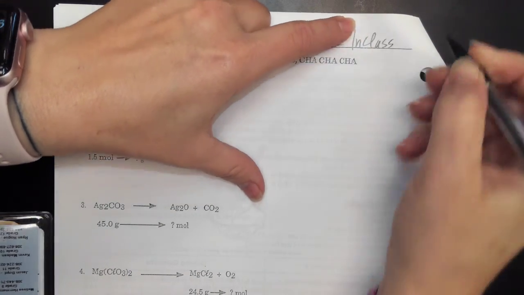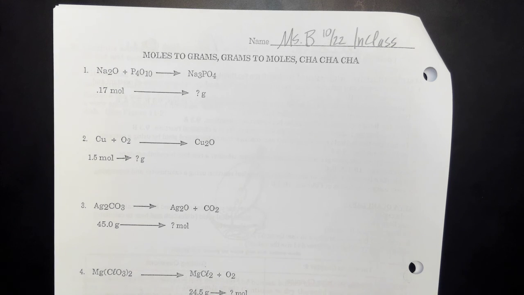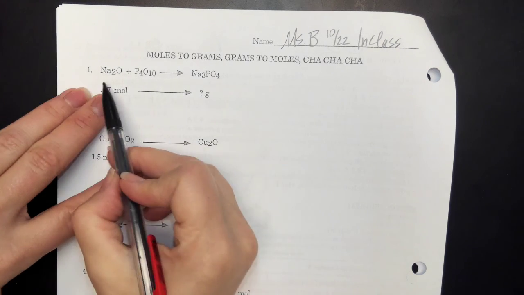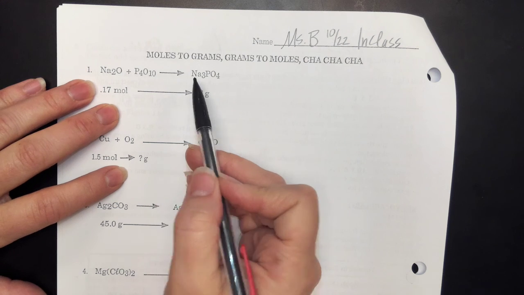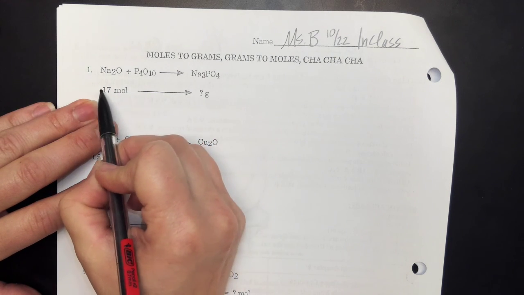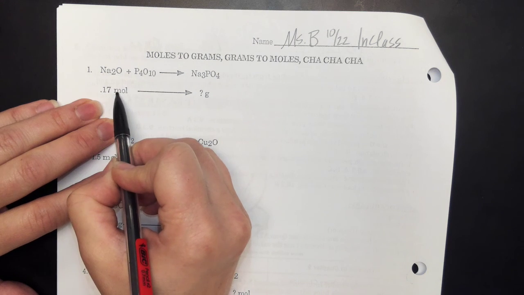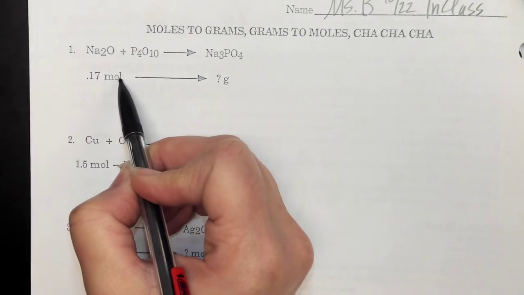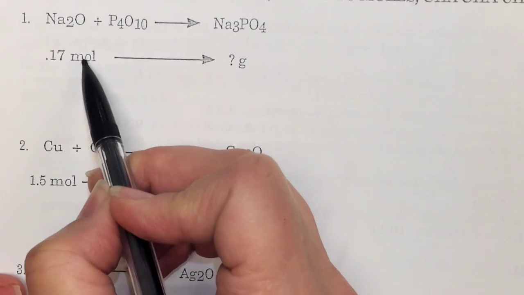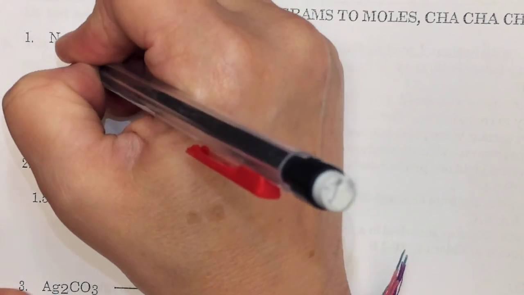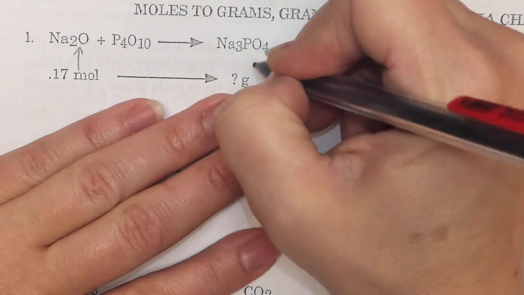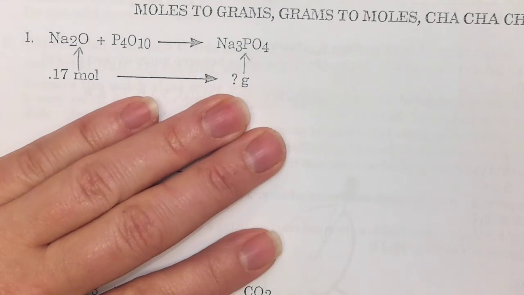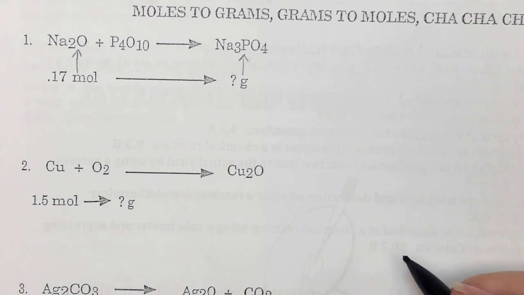All right, so the first thing we have to do is look at this worksheet and figure out what they're telling us. Rather than giving you each of these problems in words where you have to write the formulas and the equations, I've given you the equation unbalanced, so you have to balance it for me. And then I've told you the amounts of each of the substances below. So for this first problem, the 0.17 moles corresponds with Na2O, and the grams question mark corresponds with Na3PO4. Do you see how they're below each other, roughly?